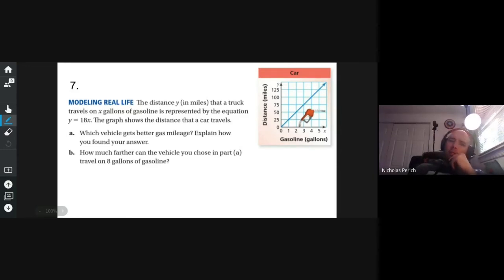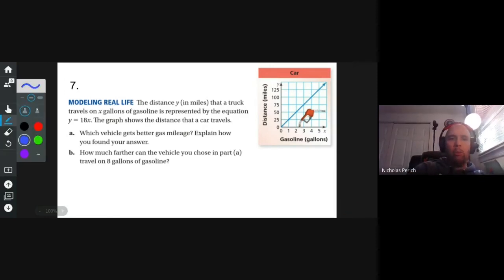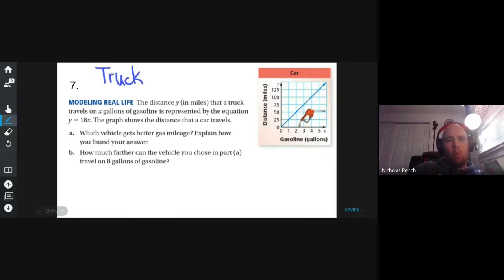The distance, y, in miles, so I can see that there's my y and it's in miles. The y-axis is the uppy-downy axis, the rise. That a truck travels on x gallons of gasoline is represented by the equation y equals 18x. The graph shows the distance a car travels. I have two different things going on. I have a truck, and I'll make trucks blue. The truck is y equals 18x.